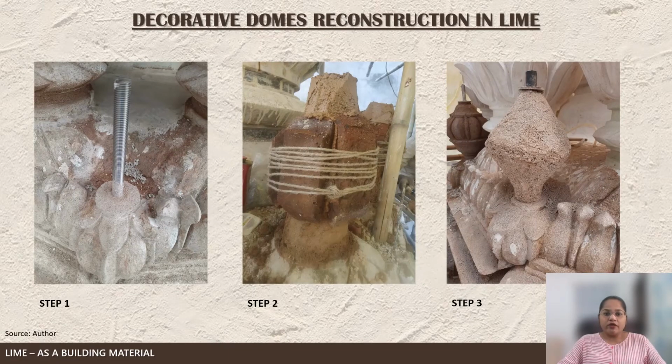Moving towards the decorative domes reconstruction, actually this is one of the projects where we have done the reconstruction of the missing elements. We have used 16 mm thick SS metal rods fixed at the center points of the smaller dome elements for the main supports and wrapped with coir rope for better binding with the lime mortar. The desired shape was achieved by using masonry and lime mortar. Around 1.5 to 2 inch thick rough lime plaster has been applied as a first layer to it.